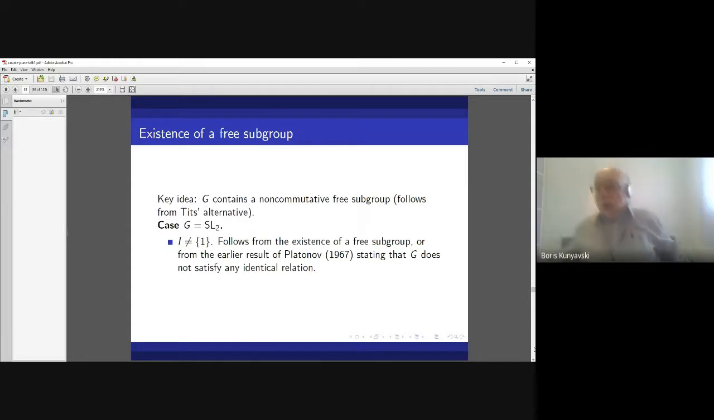I told you earlier today, what is free? Free means that only group laws hold, but no other identical relation. So once again, this is a base of our forthcoming induction, that the image is not 1. It contains something else.